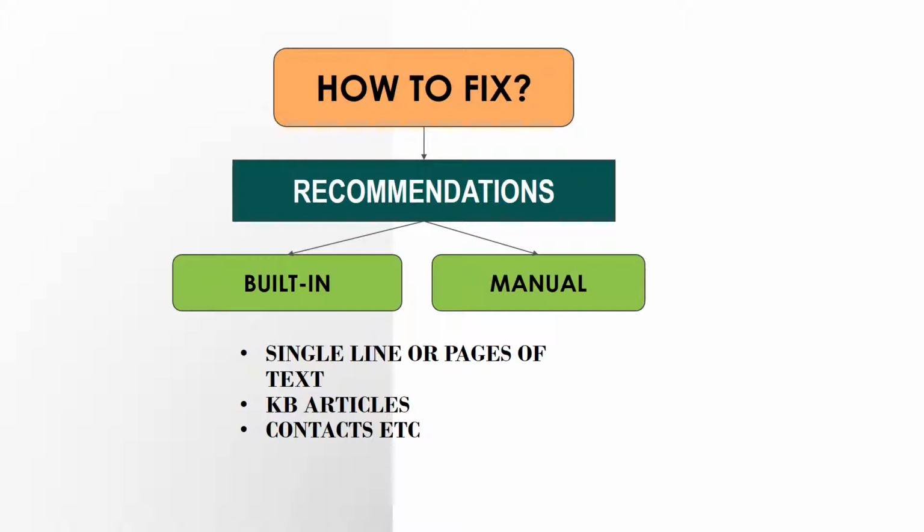Another major part of an alert definition is recommendations. Recommendations are used to supply information on how you can fix an alert that has been triggered. So, what comes in the recommendations? There are plenty of built-in recommendations, but these can also be created manually based on your organization's policies and procedures. And what do the recommendations contain? A recommendation can be a single line or pages of text, or it could contain KB articles and contacts, with instructions on how to fix the issue at hand.